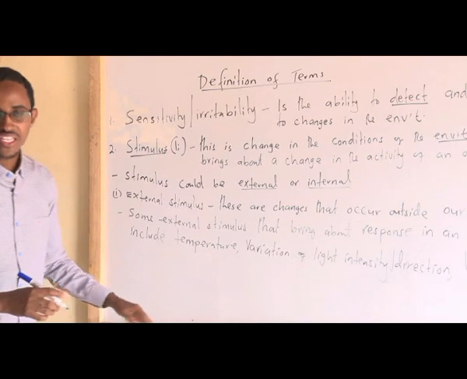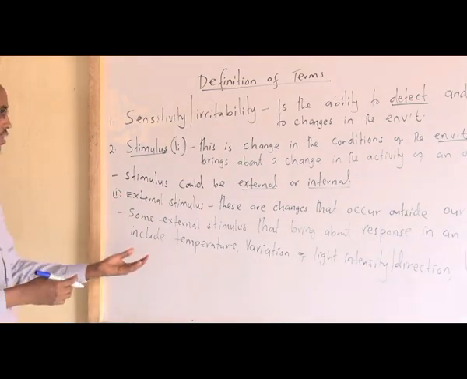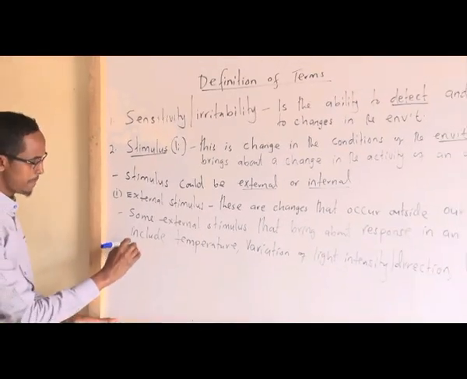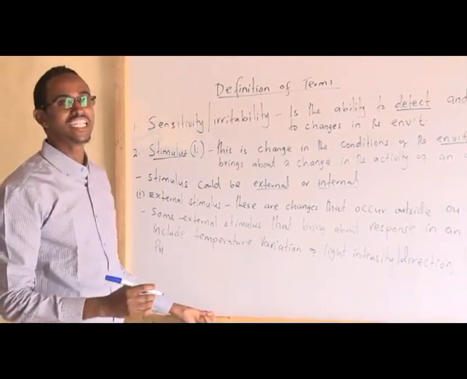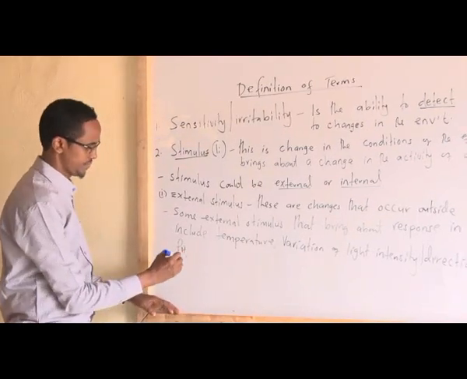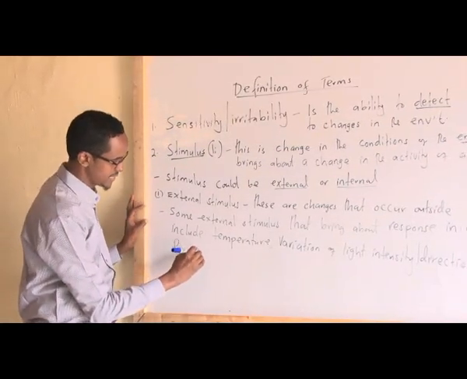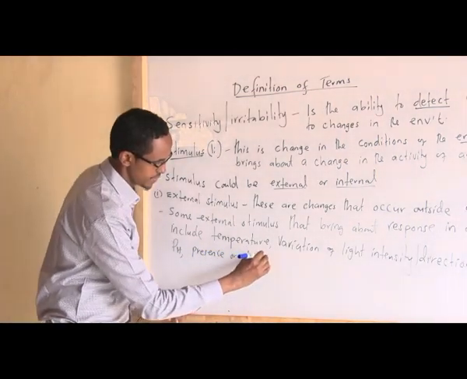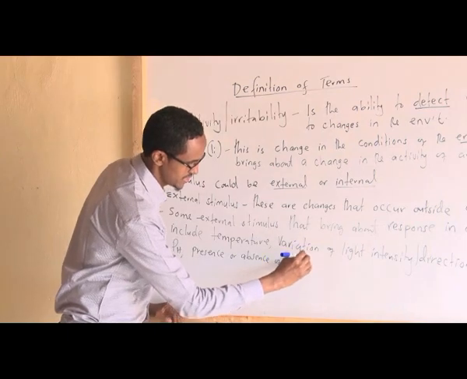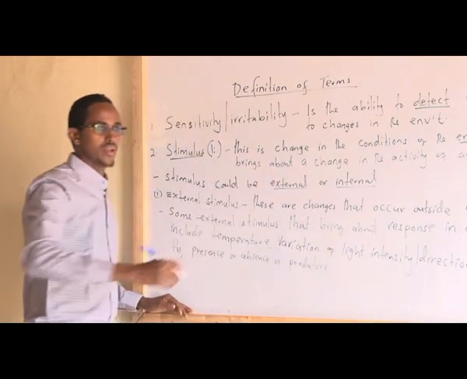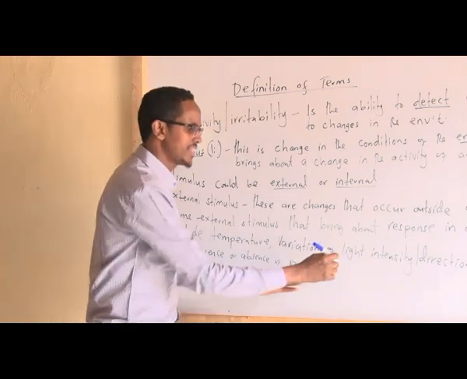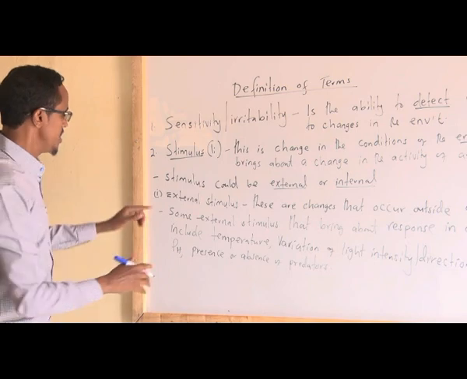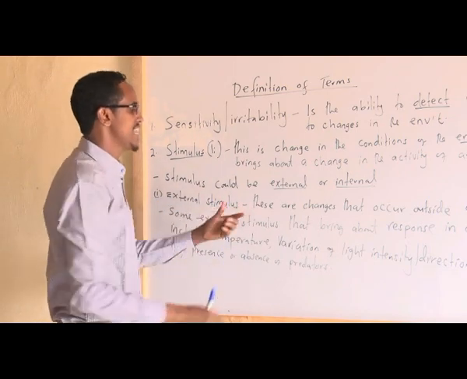Some of the external stimuli that may make an organism respond also include the pH level, salinity or alkalinity, and the presence or absence of predators. The list is endless, and this goes on.